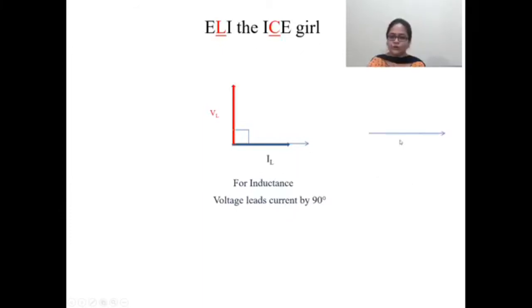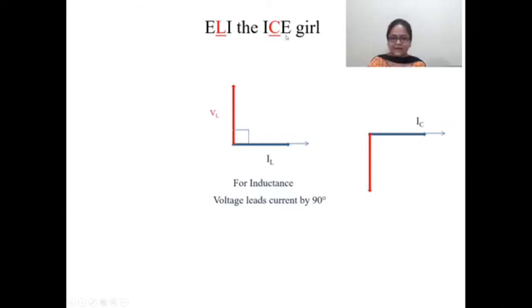Again, we are going to state the reference line. Then we are going to draw the current phase across the capacitor, which would be in phase with the reference line. We'll denote it with IC. Then we are going to draw the voltage phase that is lagging the current phase. So when we are saying that voltage is lagging, it means we have to draw the voltage phase at an angle of 90 degrees in the clockwise direction.